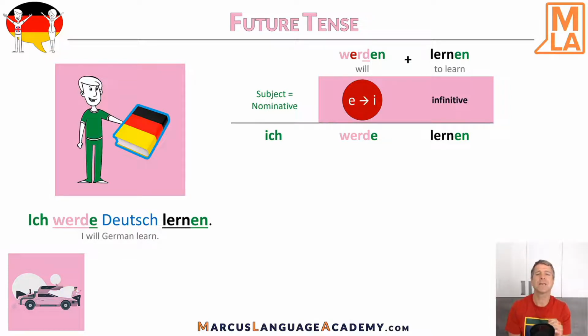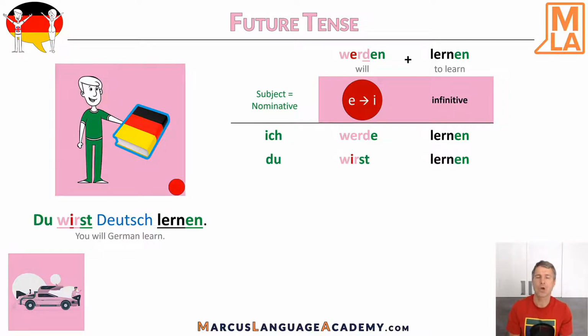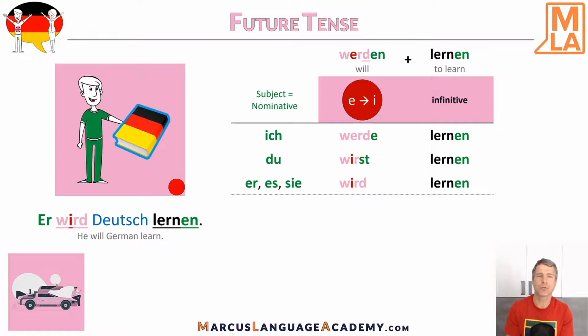Now let's look at the other persons. Du wirst lernen. Du wirst Deutsch lernen. Literally, you will German learn. Here, our auxiliary verb is irregular, so be careful. The same in the third person singular. Er wird lernen. Er wird Deutsch lernen. Literally, he will German learn.